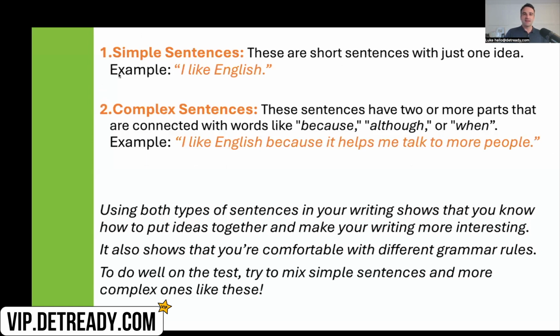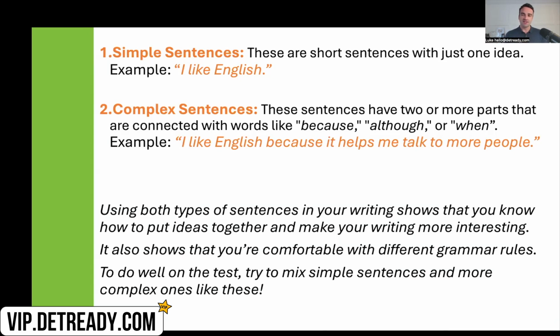All right, I put this in an ugly format, so I'm going to read it out to you just so it's clear. So you can read this with me. A simple sentence: these are normally short sentences with just one idea. Like, I like English. Okay, that's a very simple structure. It has one idea or one thought in a sentence.